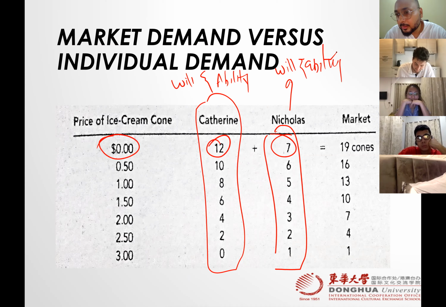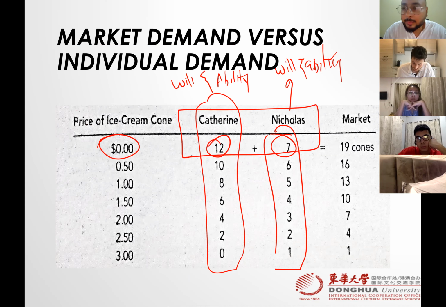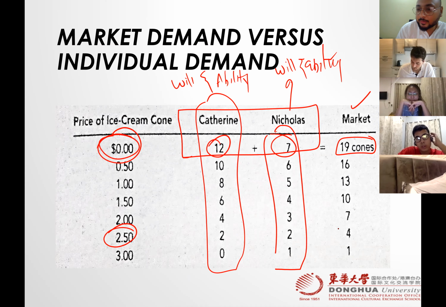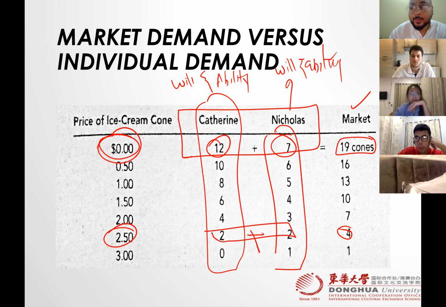Right? So what is the market demand? The sum of all the consumers or all the clients or all the buyers in the market. So at the price 0, the market consumes close to 19. Right, guys? At price 2.5, where does 4 come from? Catherine wants to buy 2, Nicholas wants to buy 2 as well.